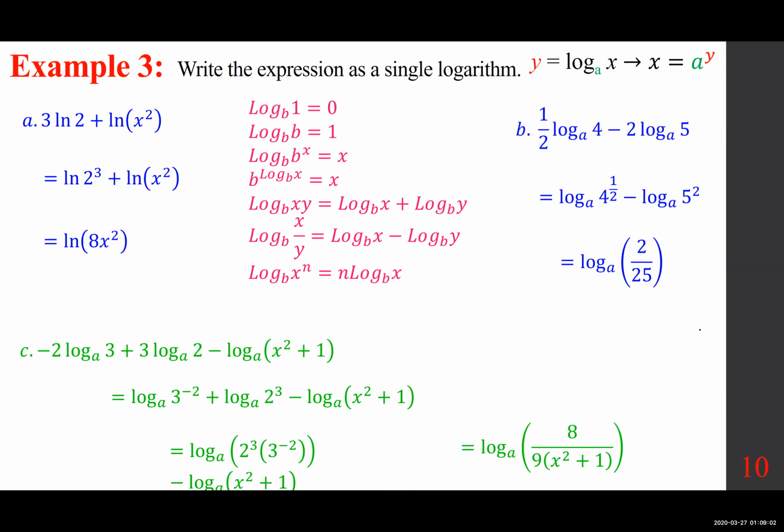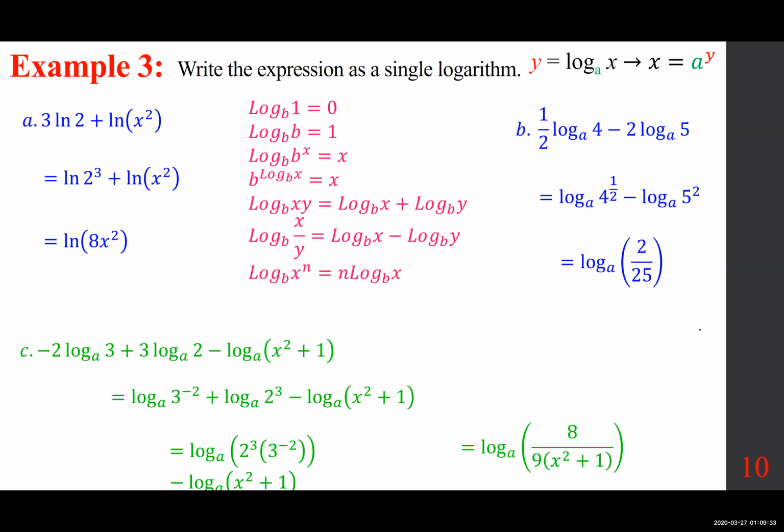All right. Now we want to go the reverse process. We want to put it into a single log. So as you look at the first one, part A, 3 ln 2, 3 becomes the exponent. Okay. And so it ends up being ln of 2 cubed. 2 cubed and x squared can combine into 2 cubed x squared or 8x squared. Okay. So that's the idea behind that.